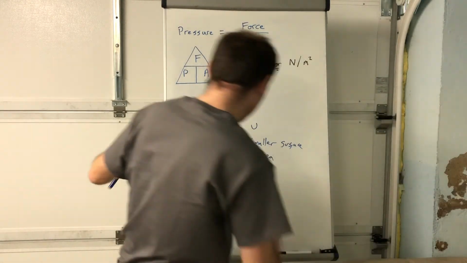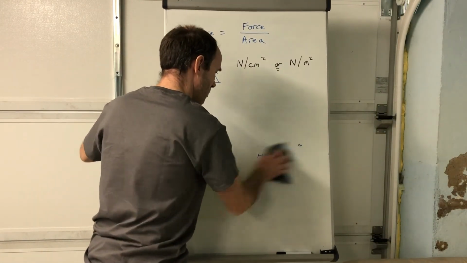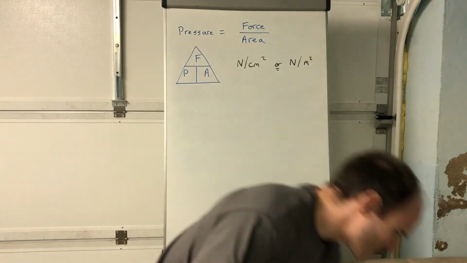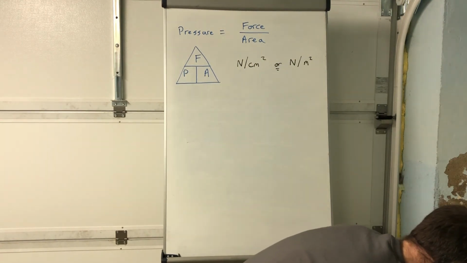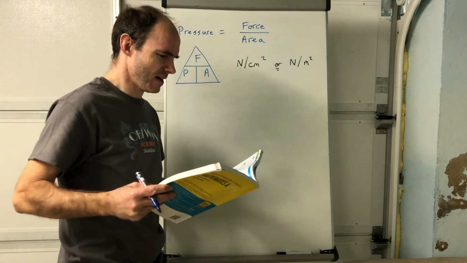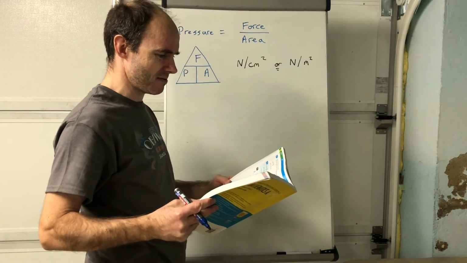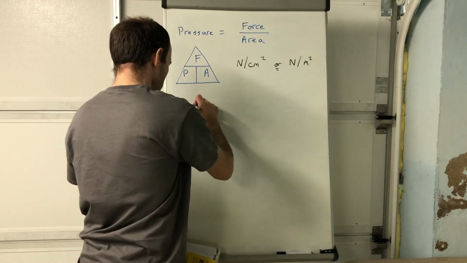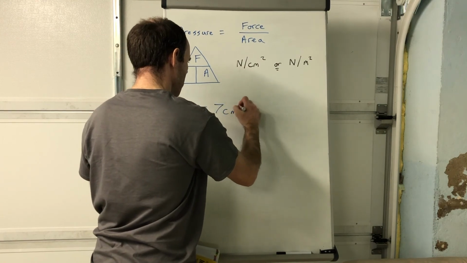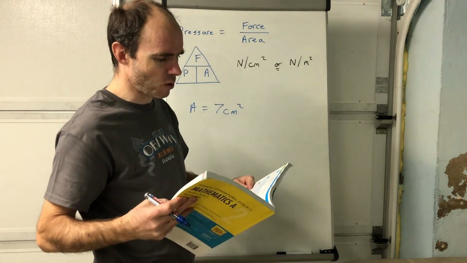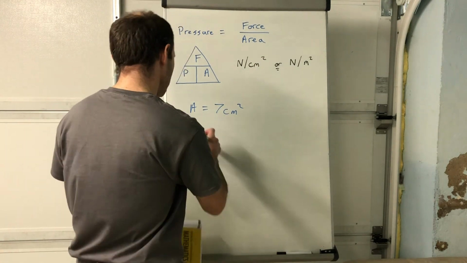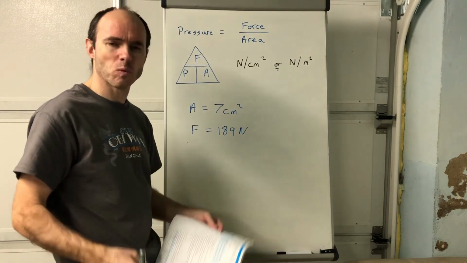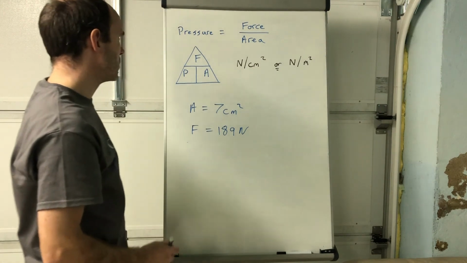I'm just going to give you a simple example involving pressure, force and area. I'll take an example from this book that I've got quite handy. I've got a bike pump. The piston of a bike pump has an area of 7 centimetres squared. So I'll write that in, area equals 7 centimetres squared. It says a force of 189 newtons is applied to the piston. So force is equal to 189 newtons. And the question is simply, what is the pressure generated?